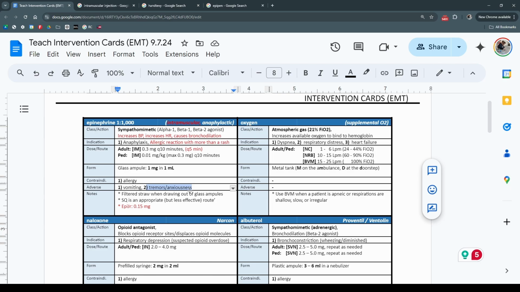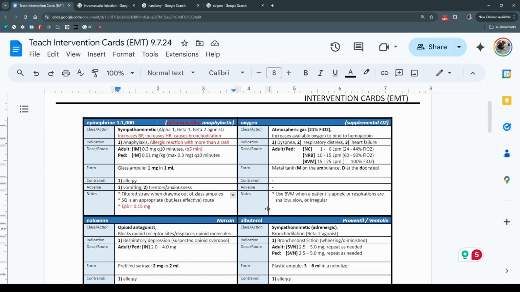If you think about your fight or flight system, the sympathetic nervous system, if a bear comes out of the woods and charges you, it's going to make you anxious, it's going to make you shake. Administering that hormone, that endogenous chemical, is going to make somebody anxious and tremulous. And so we should expect that as a normal reaction afterwards. Like I said, a filtered straw is important when drawing out of glass ampules, to prevent the glass from getting into their veins.